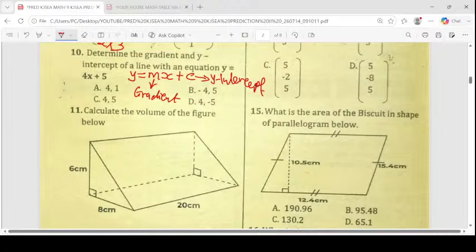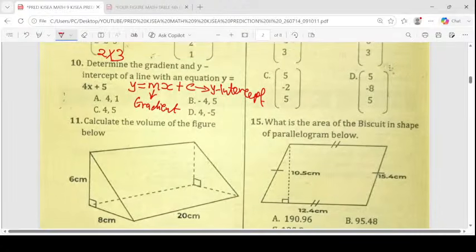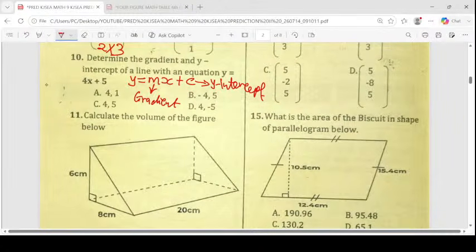This one you should be knowing. And if that is the case, dear learners, then when you look at this, we have y is equal to 4x plus 5. Then the 4 becomes our gradient, the 5 becomes our y-intercept. So they want the gradient and the y-intercept. So the answer should be 4 as the gradient. The y-intercept is 5. So it is 4, 5. Exactly choice C for cat.